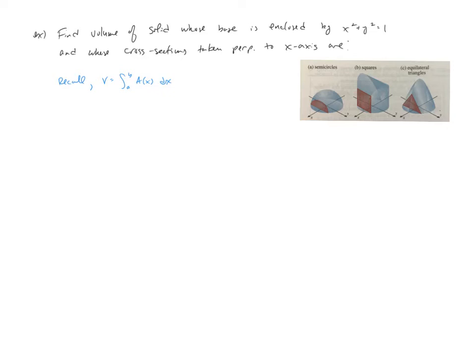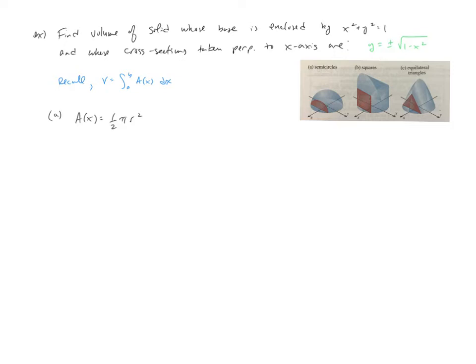All right, so part A. Part A wants us to use semicircles, which means that our A of x formula would need to be 1/2 pi r squared. Now, we're enclosed by this unit circle, which not being a function we can't use directly, but instead we're going to need to view this as y equals plus or minus root 1 minus x squared. So we have to have a function that we're able to drop in there.